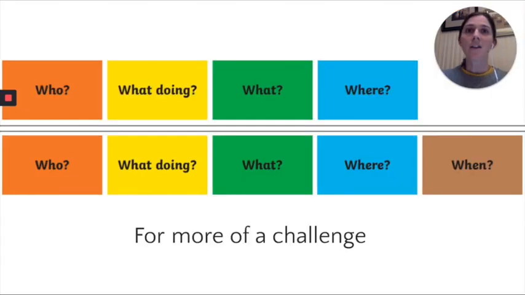We can add a full stop. Then for a bit more of a challenge, or when the children are beginning to master simple sentences, we can begin to add even more information. So we can add the where, and we do our hands like this, where. So we have who, the boy, what doing, he is throwing, what, the ball, where, in the park. The boy is throwing the ball in the park.